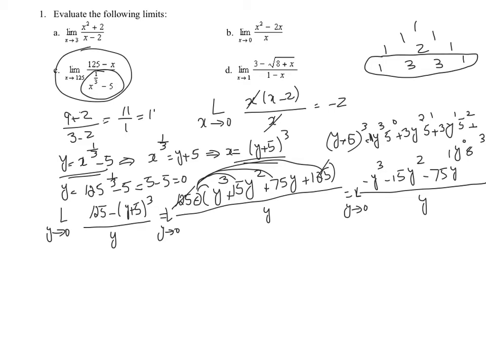Now if you look at the numerator and denominator, I can cancel y, so this y becomes 1 and this becomes 2. So I get the limit as y goes to 0 of negative y squared, negative 15y, negative 75. When y goes to 0, this becomes 0, this becomes 0, so the answer is going to be negative 75.